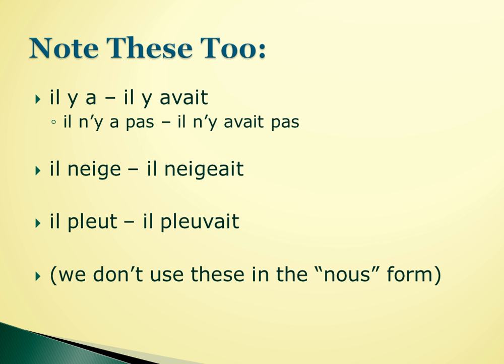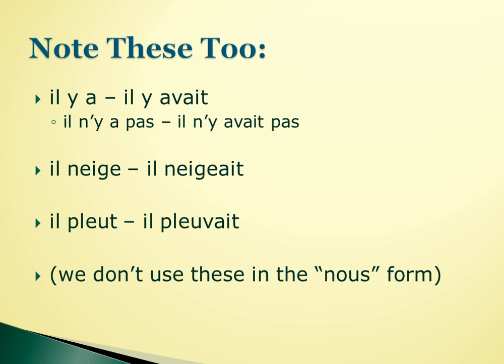Now a couple others to note here. Il y a becomes il y avait. The a in il y a is really from avoir. So when we have the avons and we take off the ONS, it becomes il y avait or il n'y avait pas. Neige. Okay, il neige.